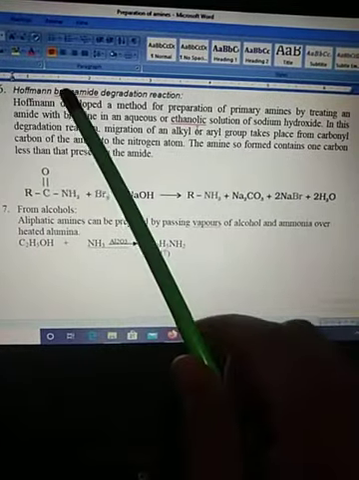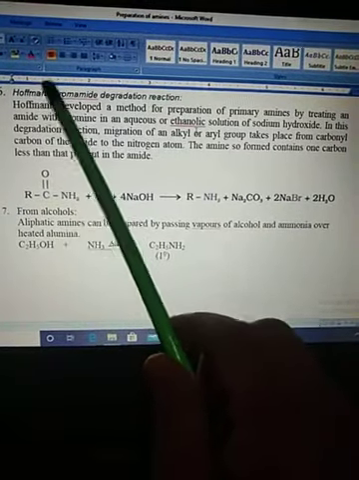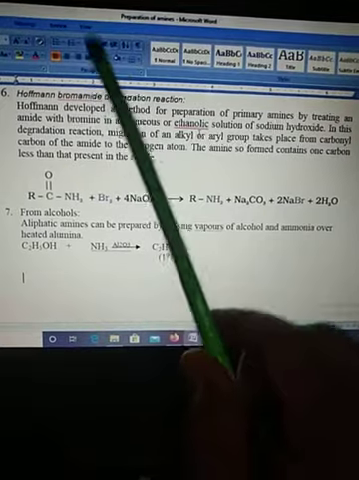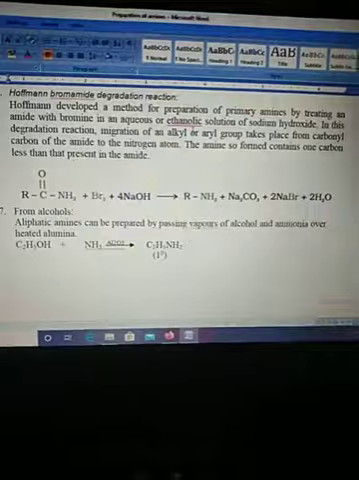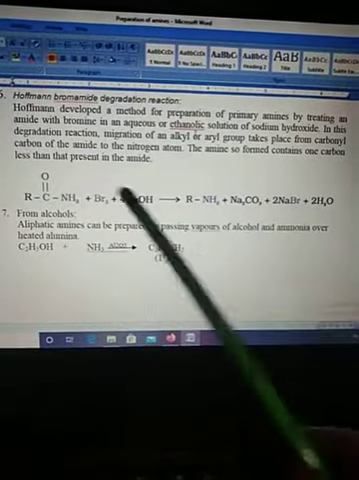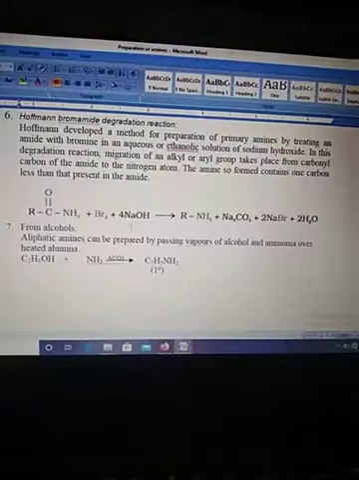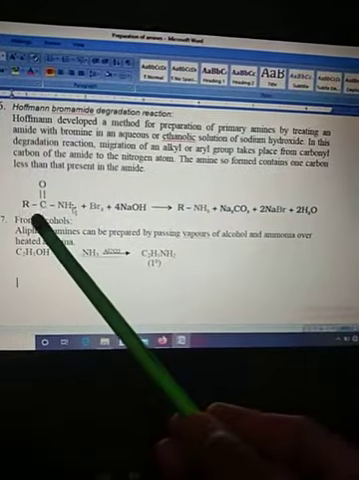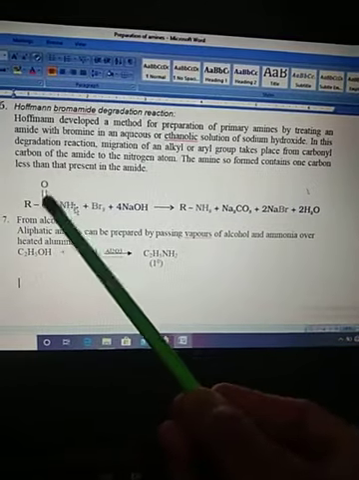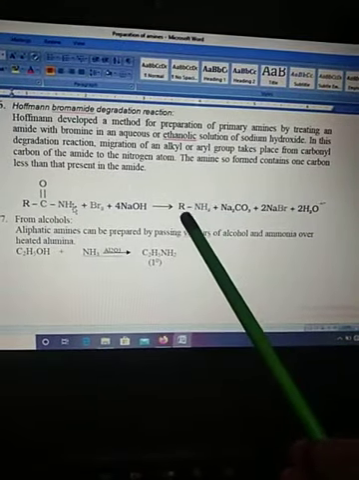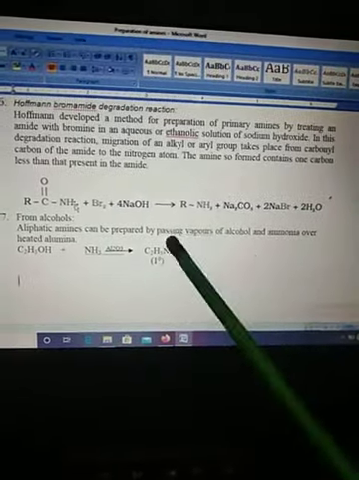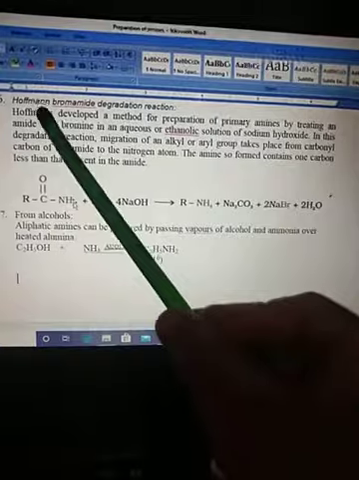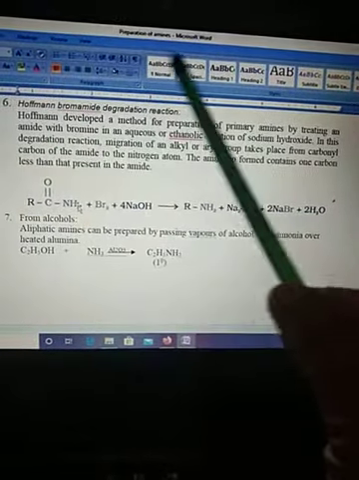Since it was developed by Hofmann, it is named after him. Why is it called bromamide? Because there is the addition of bromine. And degradation means to decrease. So over here, what is decreasing? If you see in the amide, we have this CO group, but in the product, in the amine, we don't have that carbon atom. That means one carbon atom is getting degraded or lost. Because of that, it is known as Hofmann bromamide degradation reaction.